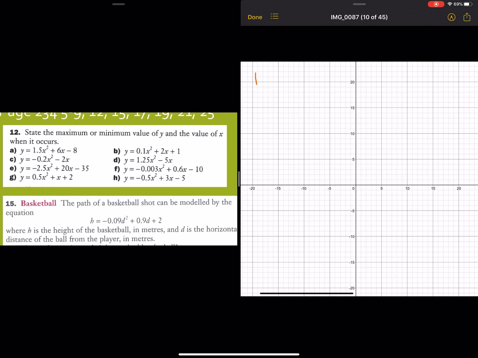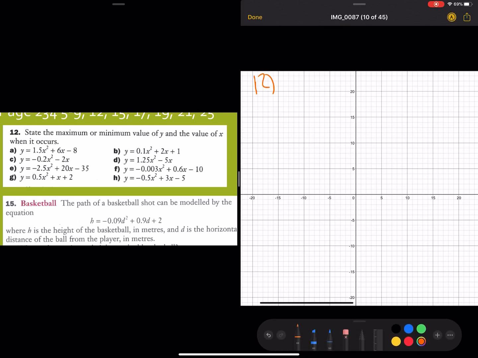Okay, question 12a. What to do when we have decimals? 1.5x squared plus 6x minus 8. Well, it's basically the same process. You just can't let the decimals scare you.